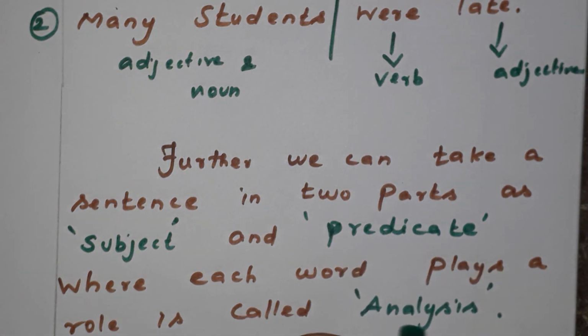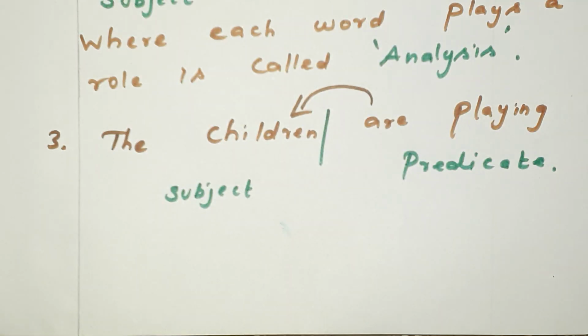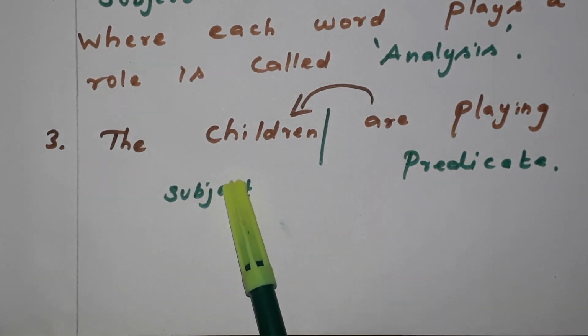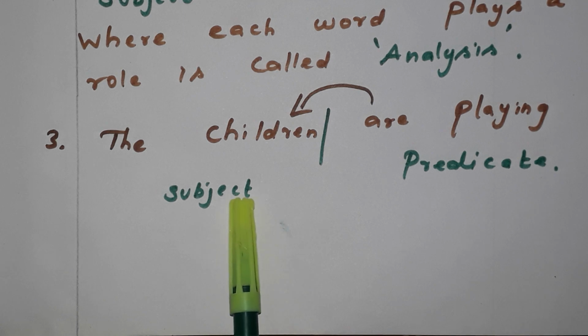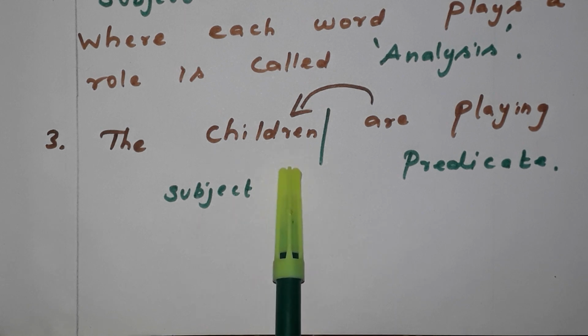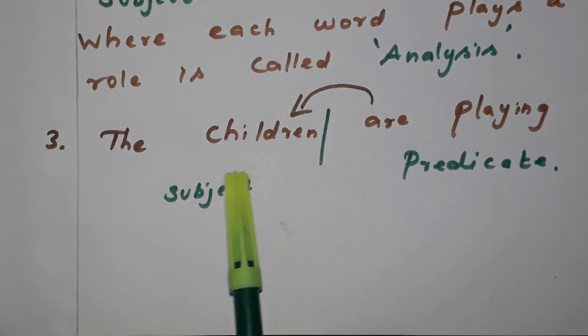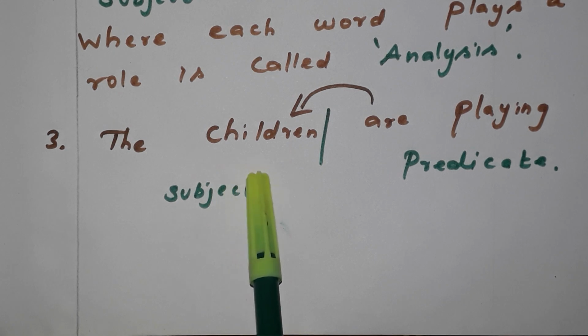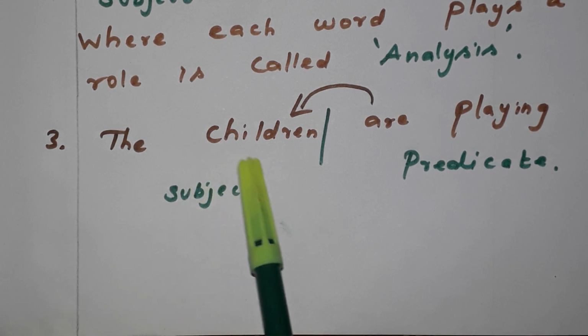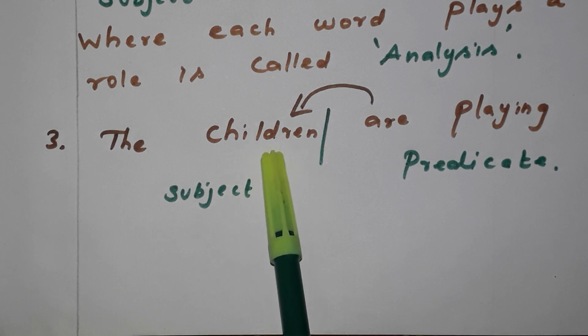Okay, understood children? Next example, the children are playing. Here, the children is the subject. The part of a sentence which talks about someone or something is called the subject. A subject can come anywhere in a sentence. It can come in the place where the object is.